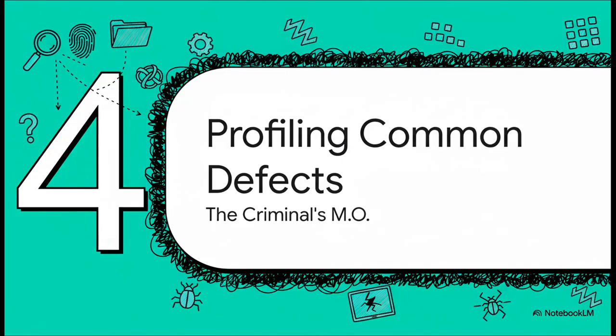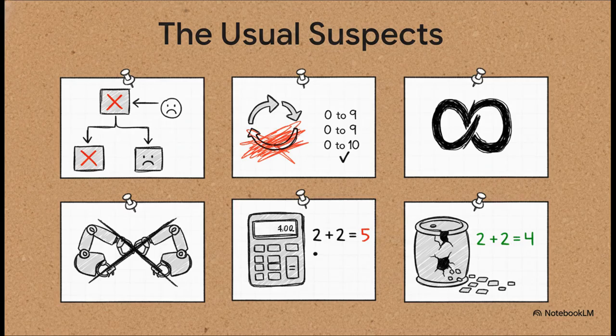Experienced detectives know that criminals tend to have patterns, an MO, right? Well, it turns out software bugs do too. If you know the common patterns, you know what to look for, and that makes you a much, much better detective. So, here's our rogues gallery, the usual suspects of the bug world. You've got your basic stuff, like incorrect if statements, or those classic off-by-one errors where a loop runs one too many or one too few times. But then you get into the more complex criminals, like timing issues in multi-threaded code that can cause a total deadlock, or those sneaky memory leaks that slowly eat up resources until the whole system grinds to a halt.